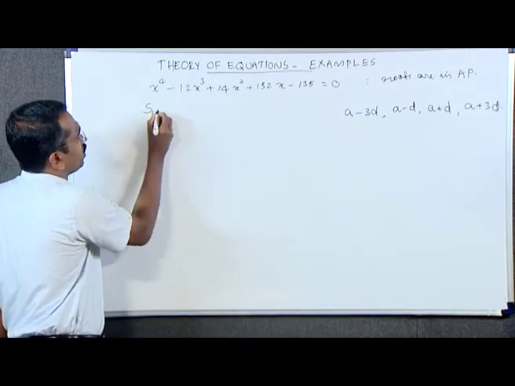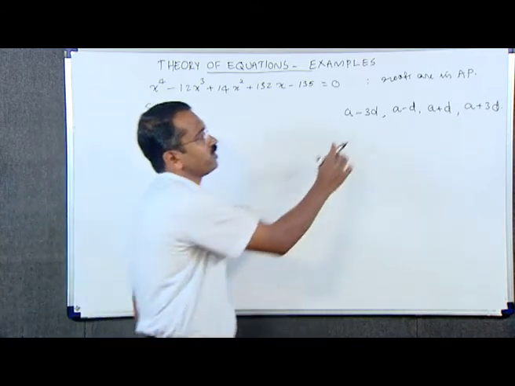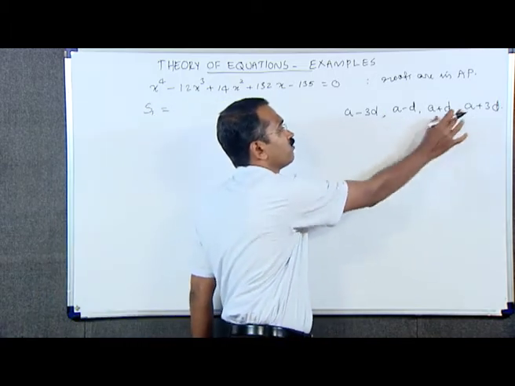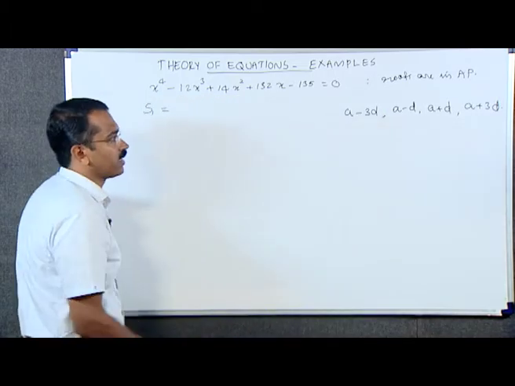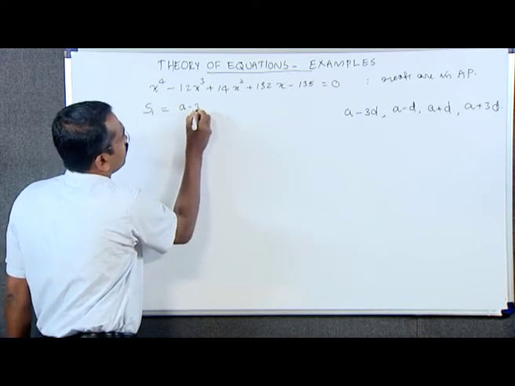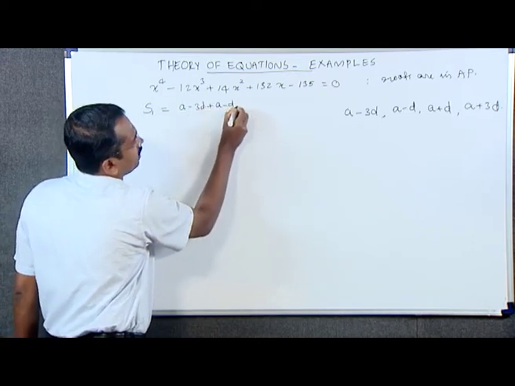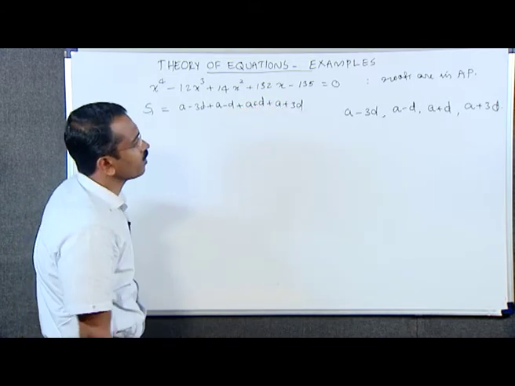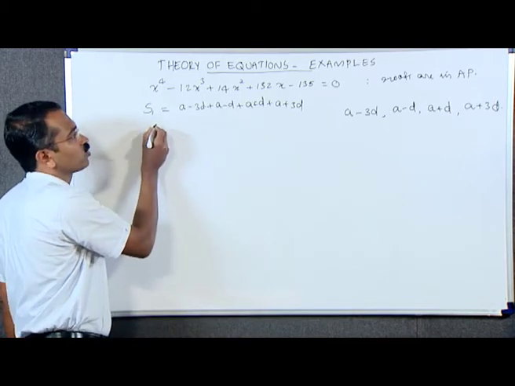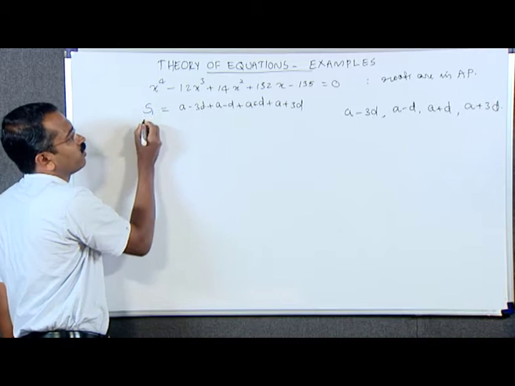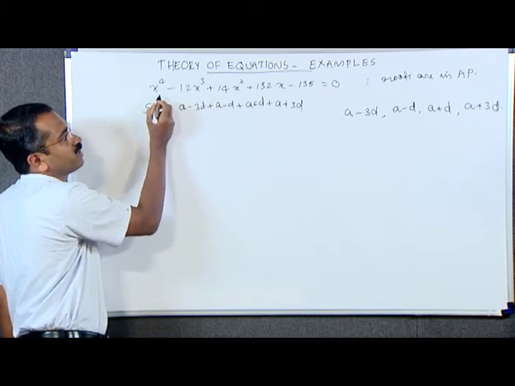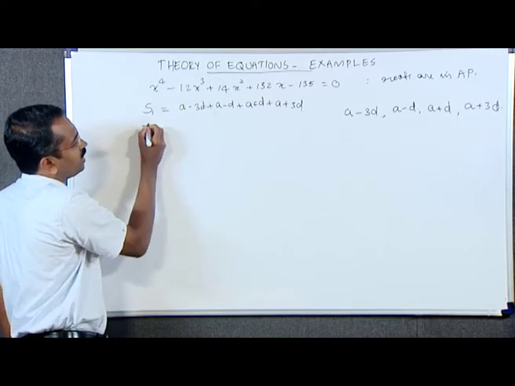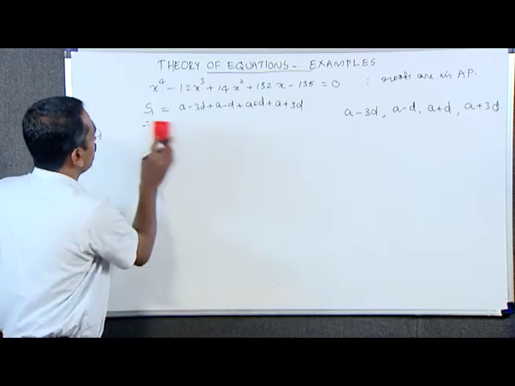We can write S1. S1 means the sum of the roots taken one at a time. That means the sum of these 4 roots, that is a minus 3d plus a minus d plus a plus d plus a plus 3d. By the relation, we can write S1 as minus 12 divided by 1, that is minus the coefficient of x cube divided by the coefficient of x raised to 4, that is minus of minus 12 divided by 1.